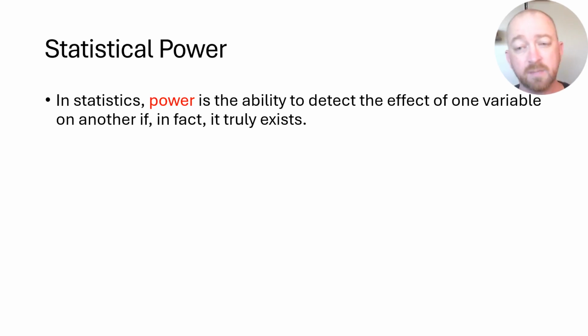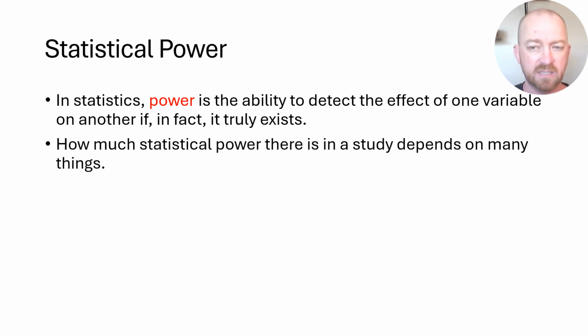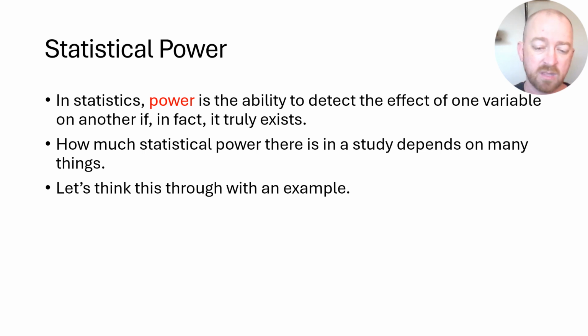Statistical power, sometimes also just called power, is the ability to detect the effect of one variable on another variable if there really is an effect of one variable on the other. Now, of course, a lot of things go into just how much ability you have to detect the effect of one variable on the other. But I'm going to go with an example now. Let's use sort of a solid example so we can apply some of this as we go, and hopefully that'll help to learn all this.